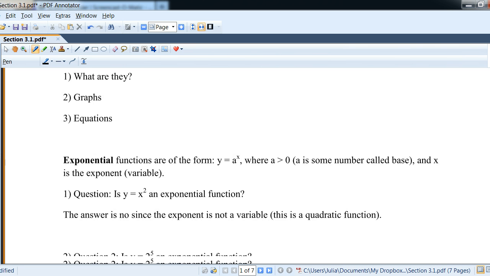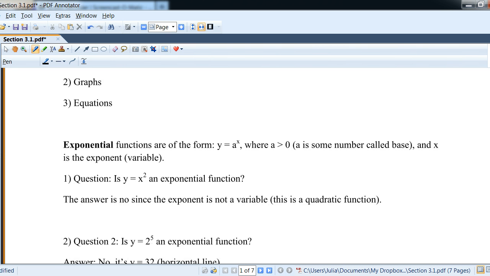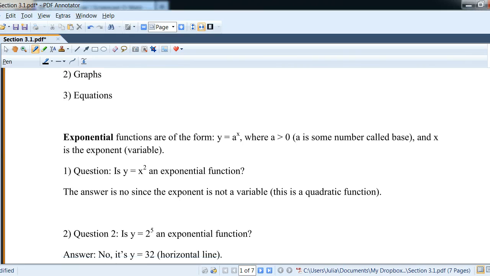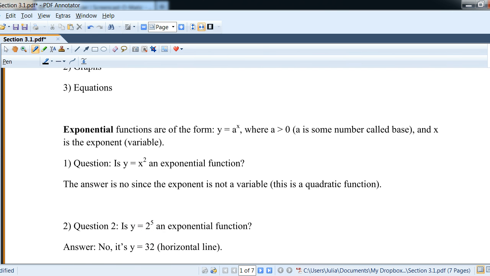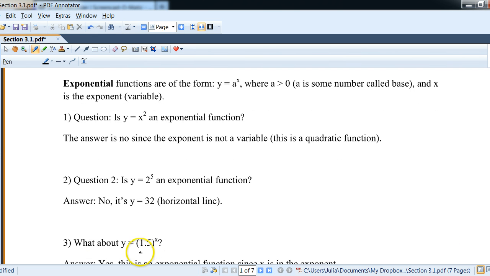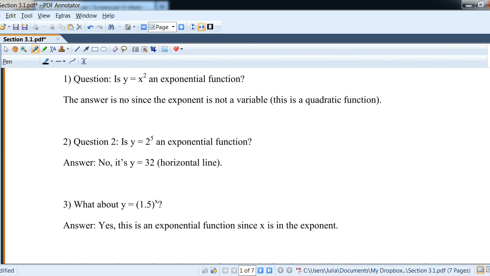So it is not. What about y equals 2 to the fifth? Well, again, it's not. If you think about it carefully, 2 to the fifth is 32. This is just a constant. So the exponent is not variable, so it's not. What about y equals 1.5 to the power of x? Yes, that would be an exponential function.